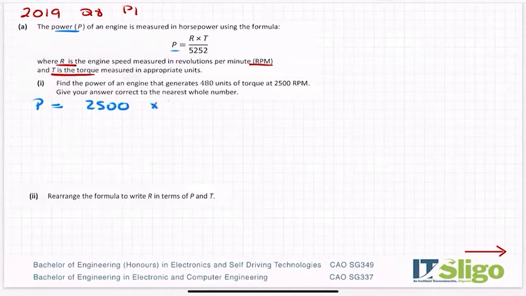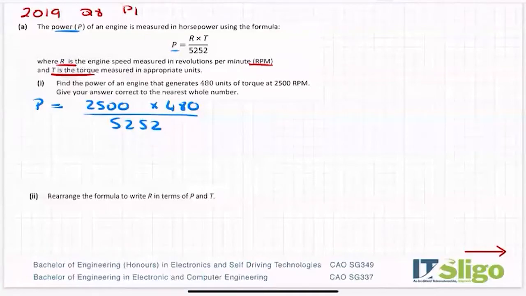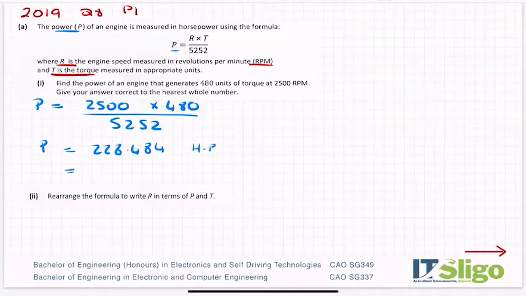2500 by 480 over 5252. Okay, so on your calculator, 2500 by 480 over 5252, and I'm getting 228.484 measured in horsepower, which is HP for short. So to the nearest whole number, 228 horsepower.